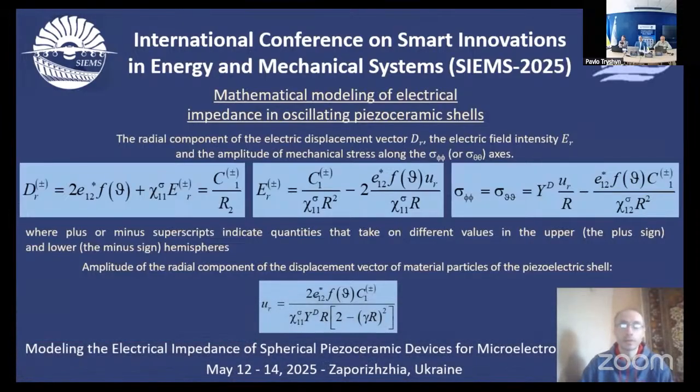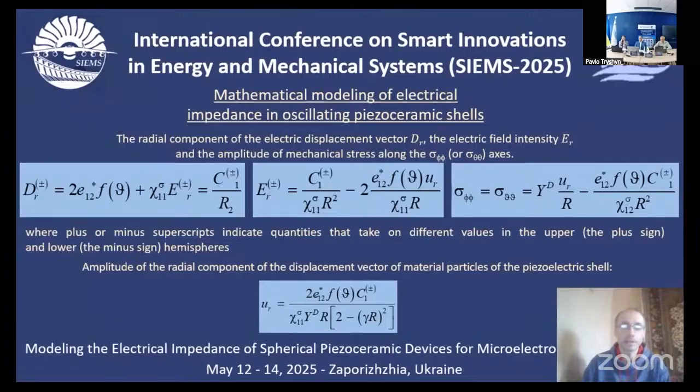In the model of harmonic oscillations of a piezoceramic shell polarized in opposite directions in the upper and lower hemispheres, split notations are used for electric field intensity and displacement, with corresponding superscripts plus and minus. This allows us to correctly take into account the differences in the electromechanical state in the two parts of the sphere. Substitution of these expressions into the equation of harmonic oscillations makes it possible to obtain conditions for the equality of amplitudes of radial displacement of particles within the entire sphere, which provides a physically consistent model of centrally symmetric oscillations.